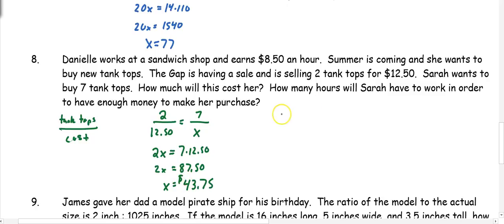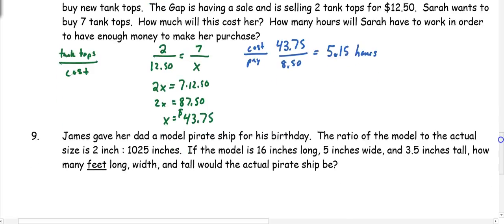So if that's how much the shirts are going to cost, we need to know how many hours she needs to work. So we're going to take how much the cost of the shirts are, and we're going to divide by the pay that she makes. So they make $8.50 an hour. So when we divide, we get, when we round, 5.15 hours that she would have to work in order to be able to buy her shirts.